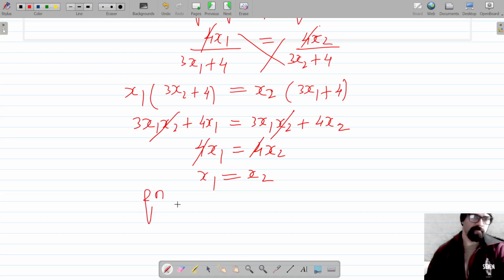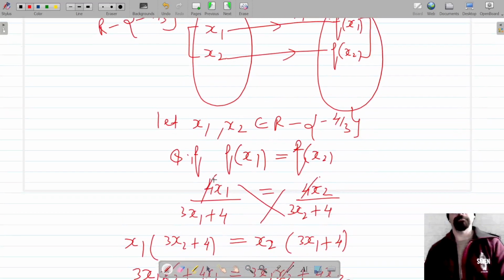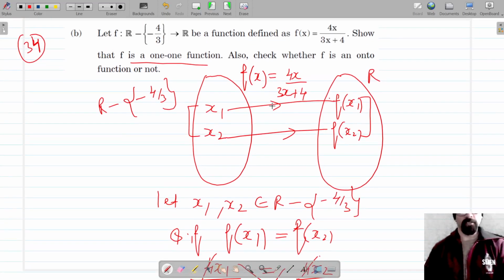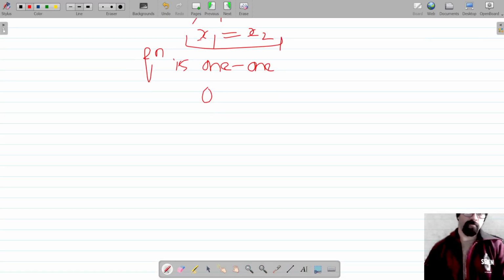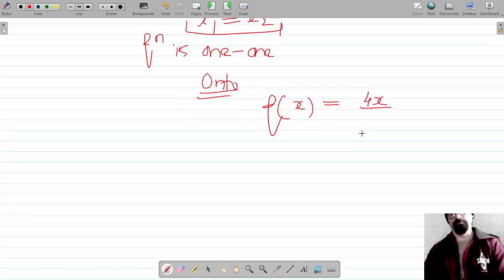So that means the function is one-one, because if the images are equal, the elements in the domain are no different. For every x, there is a unique image. Now let's check whether it's an onto function or not. For onto function, our function is f of x is equal to 4x upon 3x plus 4.